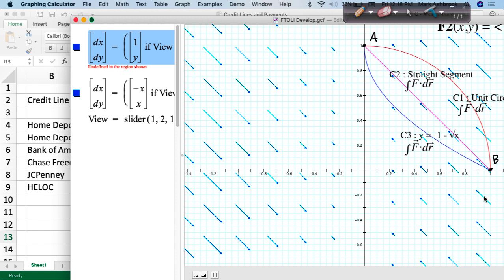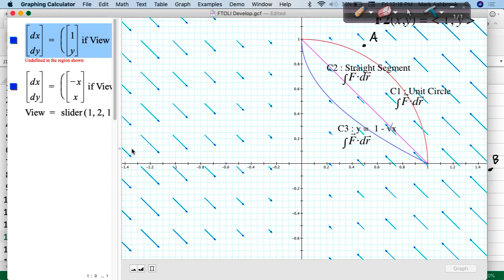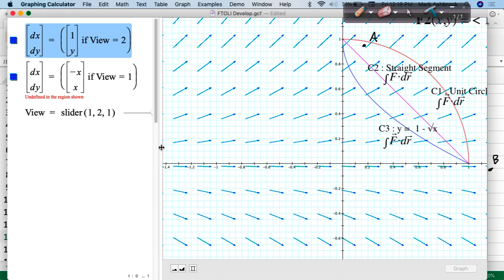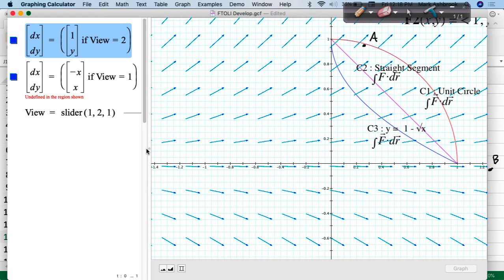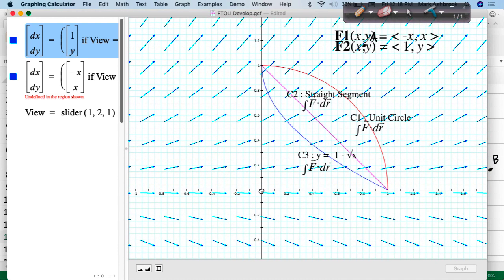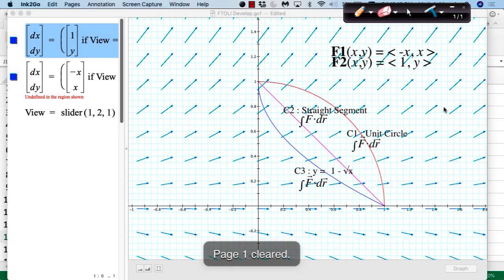Okay, so let's go back and look at 1, y. What about 1? So this was negative x, x. How about 1 comma y? What do you think about that? This is F2 now. Is 1 comma y conservative?